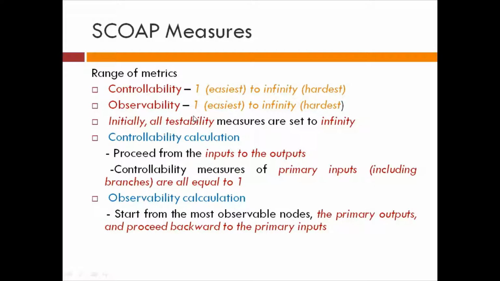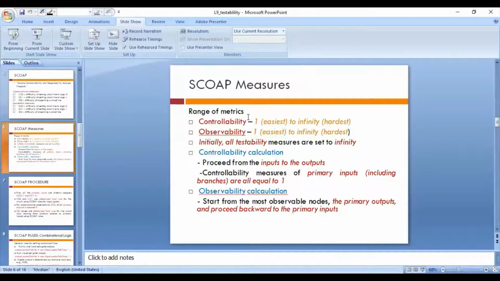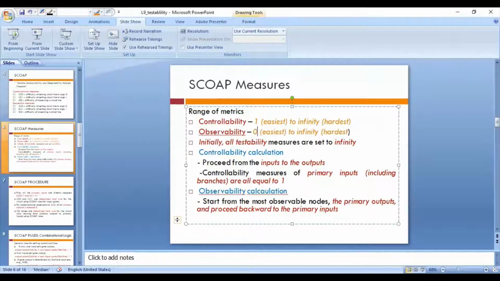Normally when we talk about controllability, it varies between 1 to infinity, with 1 for the easiest, that is the primary input, and infinity for the hardest lines to control in the circuit. Whereas observability varies from 0. Observability varies from 0, it is not 1. That should be changed. So this should be 0.